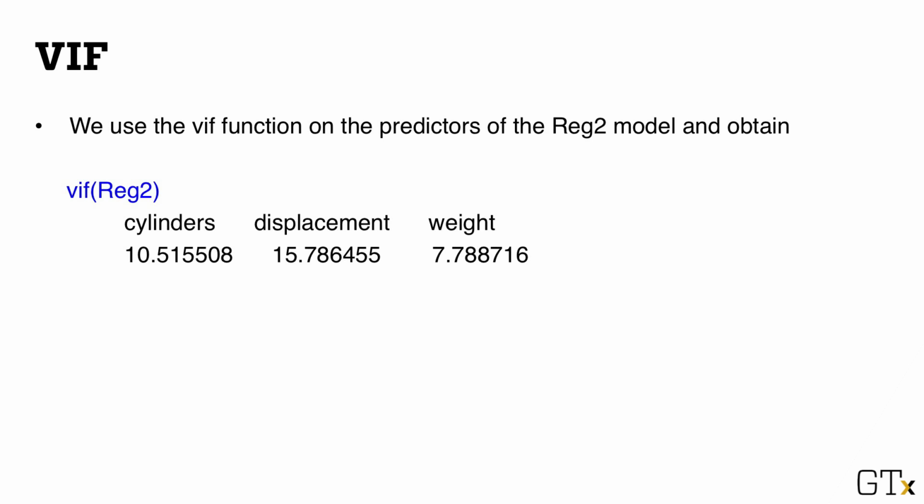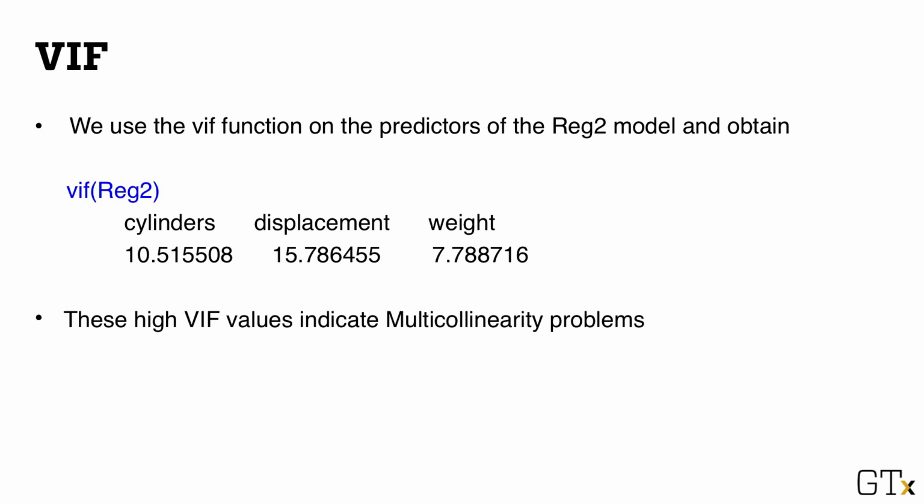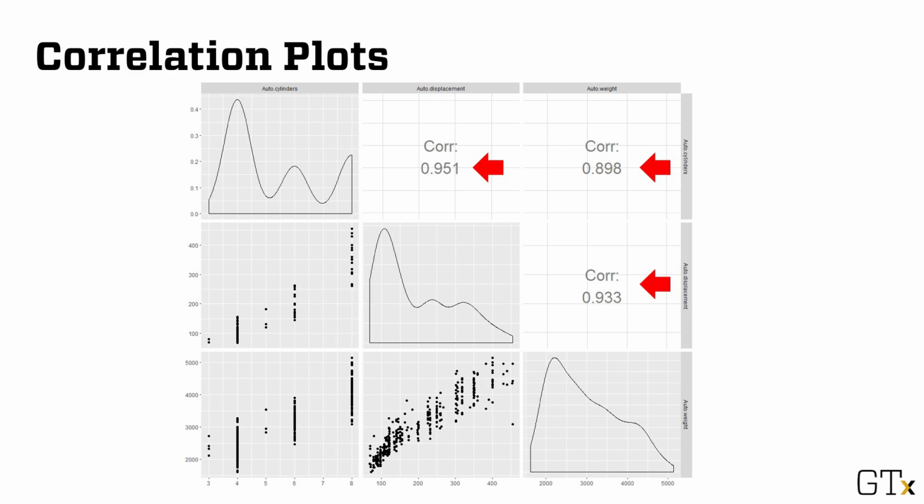For variance inflation factors, we use the VIF function in R on the predictors of the reg 2 model and obtain these values. For cylinders, displacement and weight, we get 10.5, 15.8 and 7.8. These high VIF values indicate multicollinearity problems. And we can see potential problems from the correlation plots. If you notice, for these three variables, the correlation coefficients are 0.95, 0.898 and 0.933.